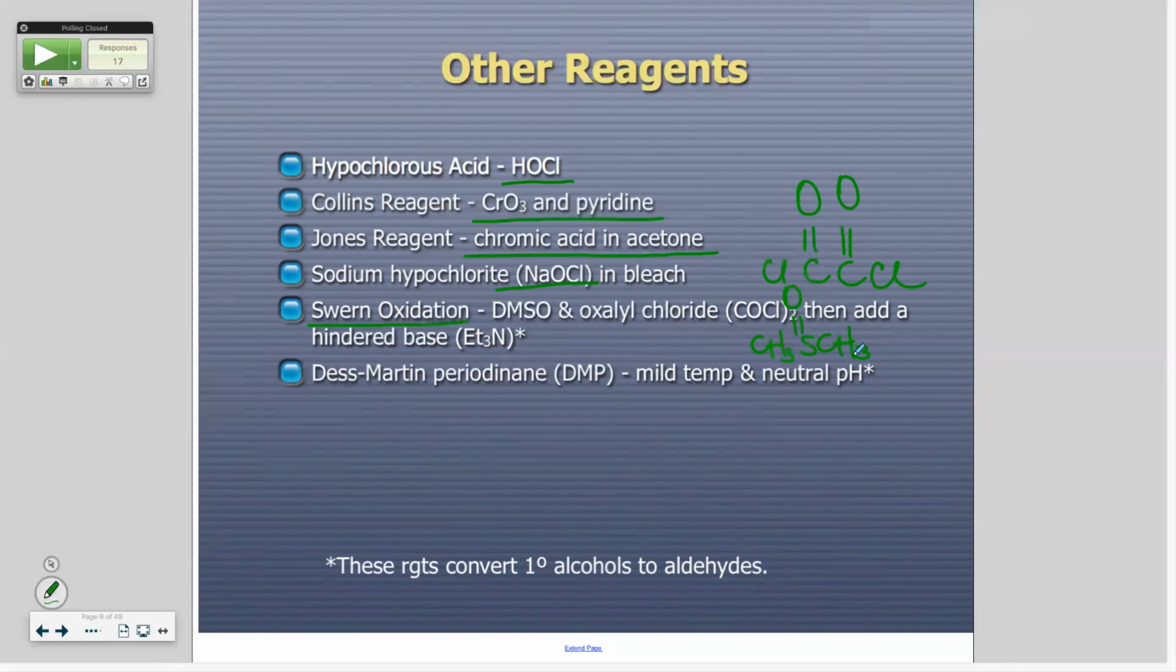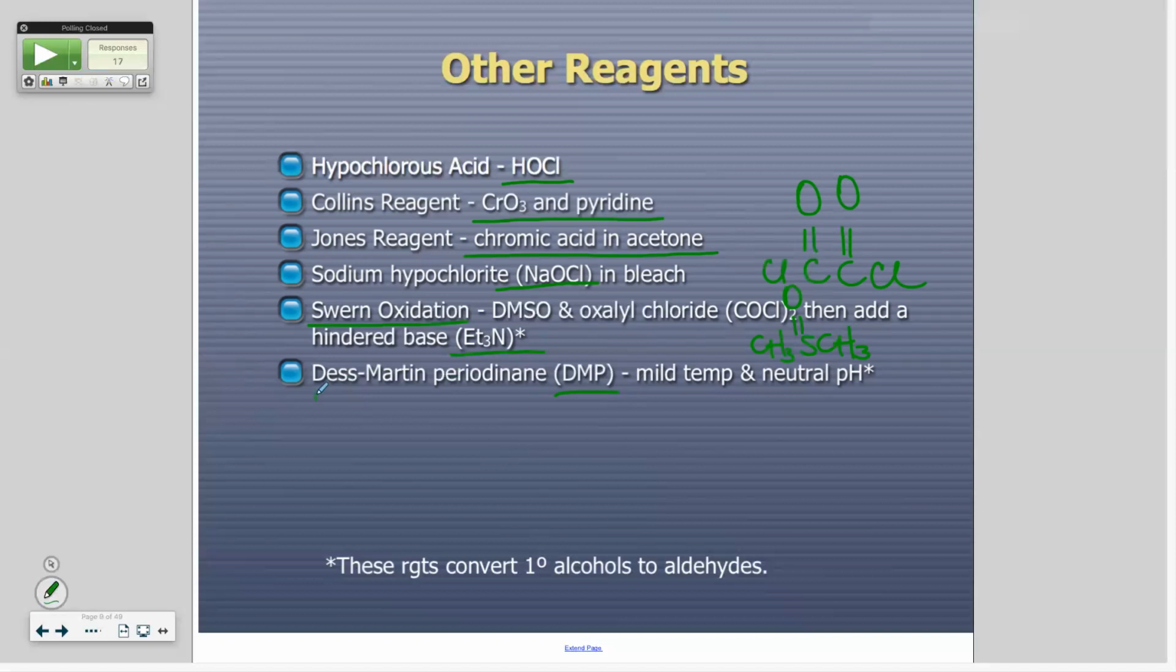Okay. All right, and a hindered base like triethylamine, the nitrogen has a lone pair, it functions as a base. All right, the Dess-Martin periodinane, DMP. Mild temperature and neutral pH. Sometimes you might have something in your molecule that will react with acid. So they needed to come up with a method to oxidize stuff so that it wouldn't mess up the other parts of your molecule. And that's where this came into play.